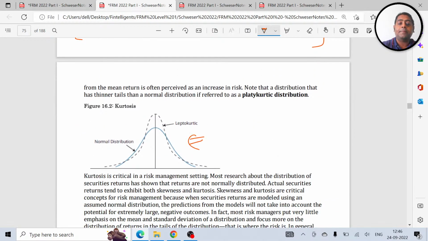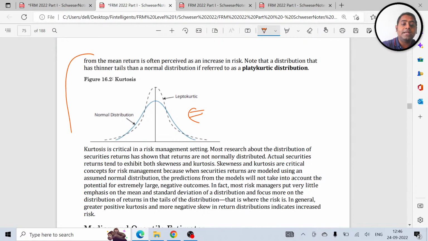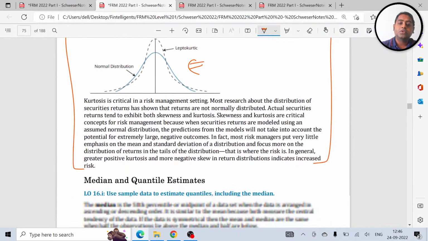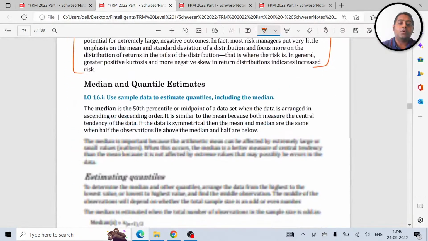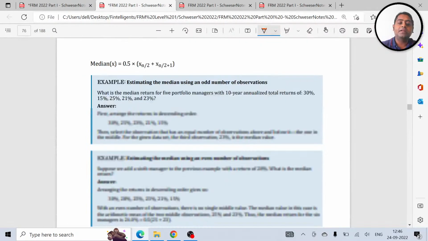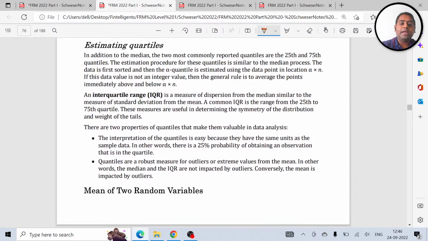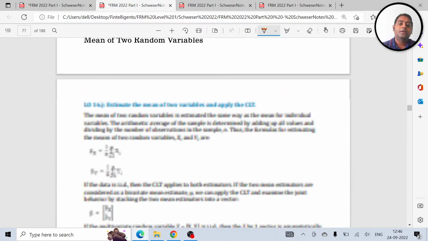Again, the same diagram. This is important. This entire part is important. Why is leptokurtic riskier for us? That is important. Quantile estimate, median, I don't expect questions to be coming from there. Interquantile range is important from the exam perspective. You should focus on that.